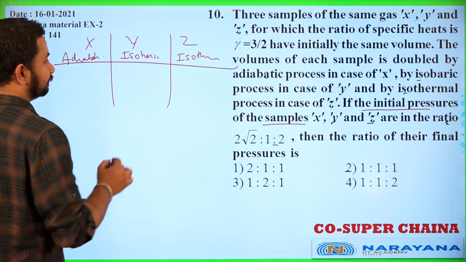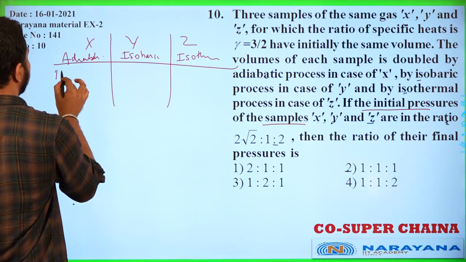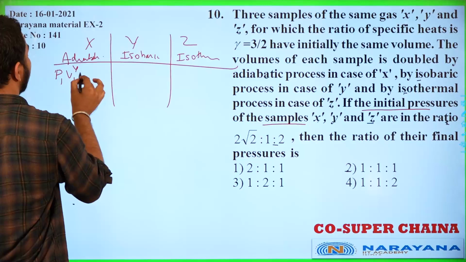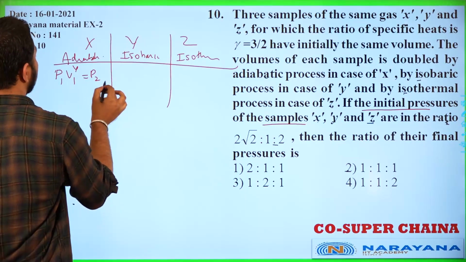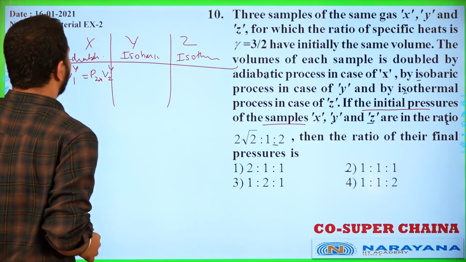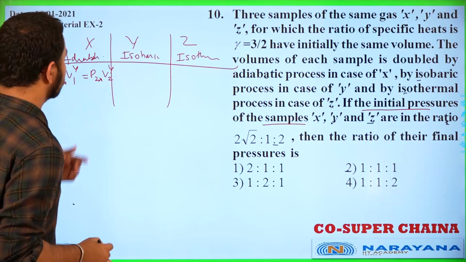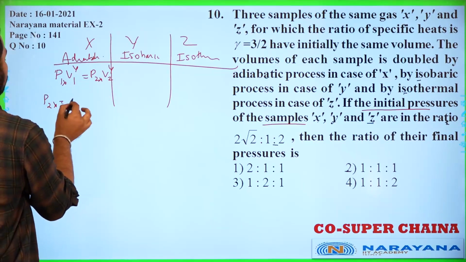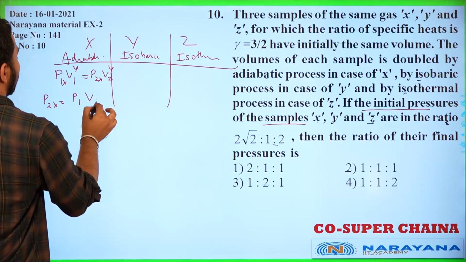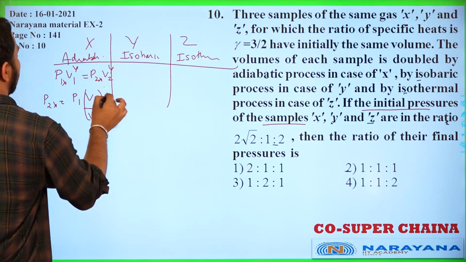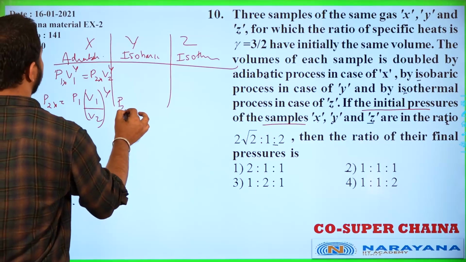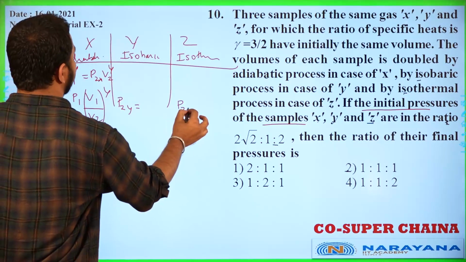So let's proceed here. First was an adiabatic process, so we need to write P1 V1 to the power gamma is equal to P2x V2 to the power gamma, for X. So P2x we need to calculate here, right? P2x will be P1 times V1 by V2, whole to the power gamma. Similarly we will find P2y and similarly P2z.